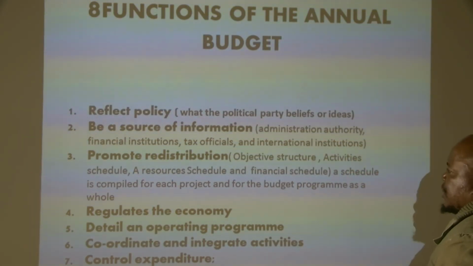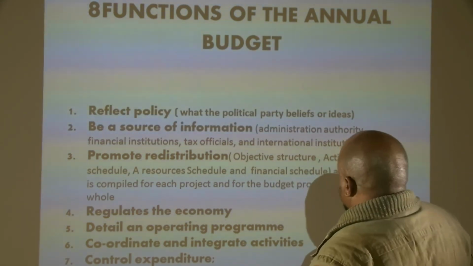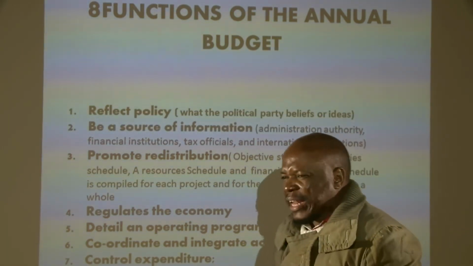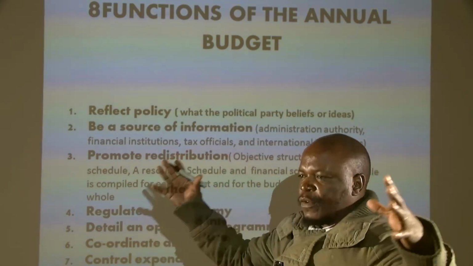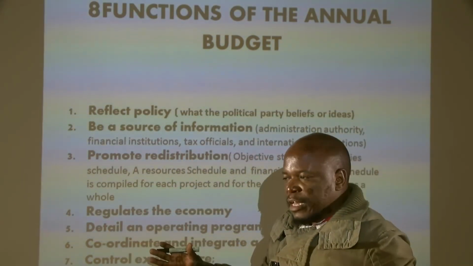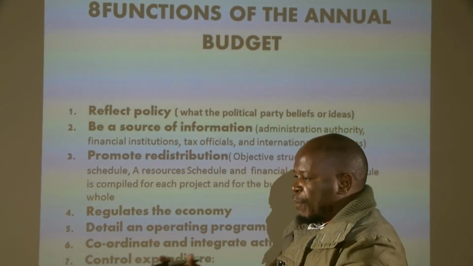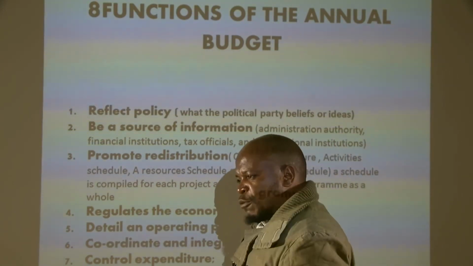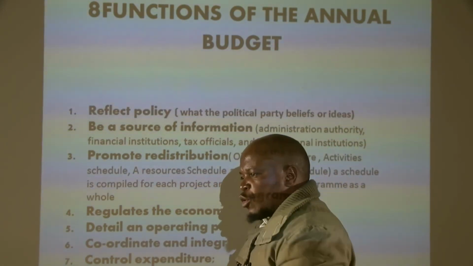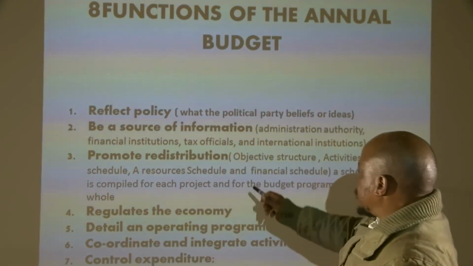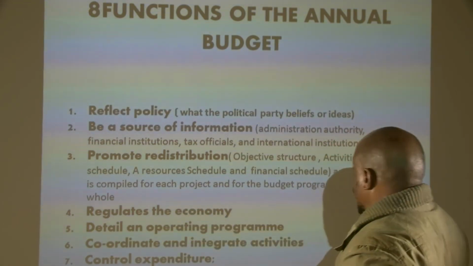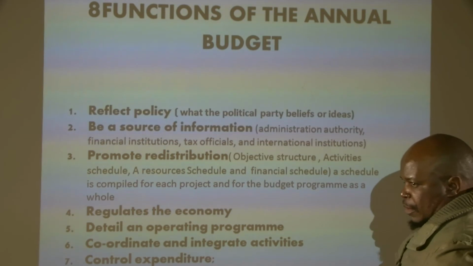All right. So then it also promotes distribution, redistribution. There is what we call objective structure. Objective structure is whereby we say what we want to achieve, what the goals and aims of this project are. For example, you have been given money and they say you're going to build a road, you're going to build a school. So the objective structure is that there must be a school. We must see a school at the end of the day.